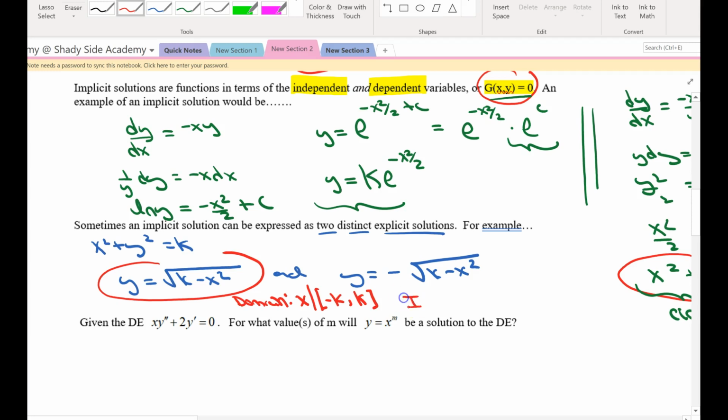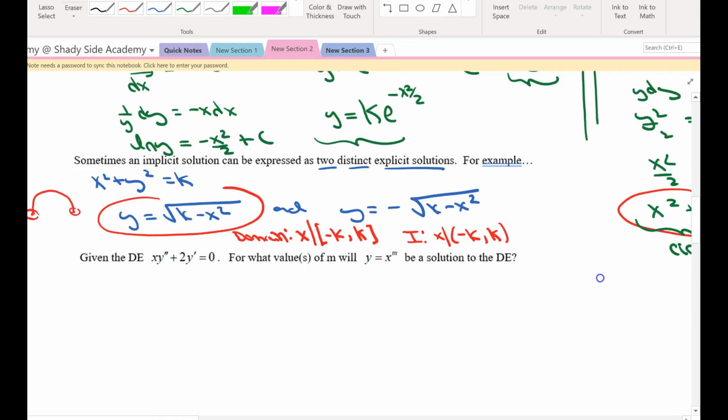However, the interval of definition of this explicit solution is an interval over which this solution is differentiable. And you'll remember, if you're talking about the upper half of a circle, there are 2 points where the tangent line is going to be vertical. So those are 2 points of non-differentiability. So the interval of definition, notice the difference here, is from negative k to k, not inclusive of the endpoints. All right?